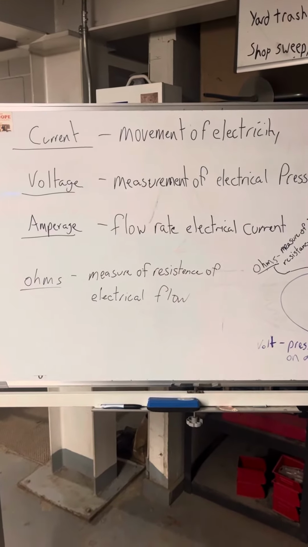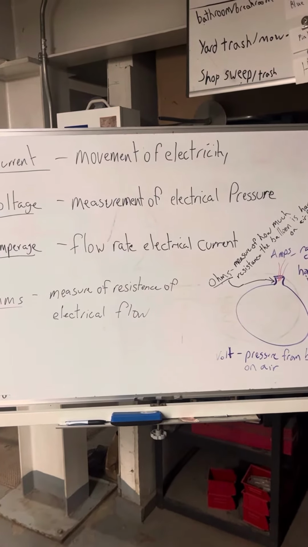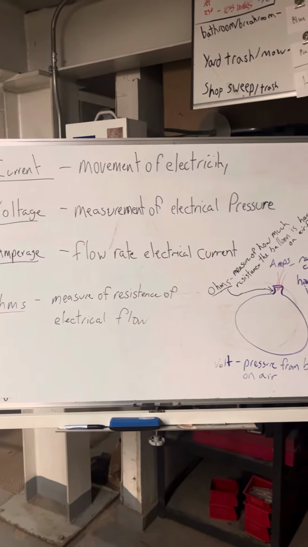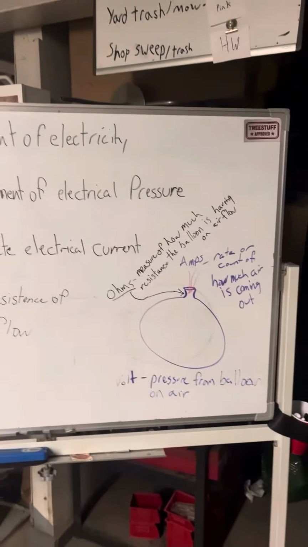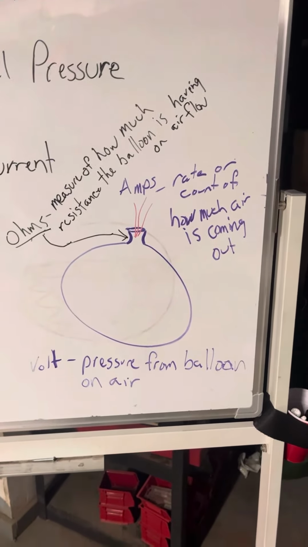Ohms is the measurement of resistance to electrical flow. So slowing that down, or stopping it, or not impeding it at all, it's the resistance of the electrical flow. That can be a little hard to understand, so I have a diagram here of a balloon.